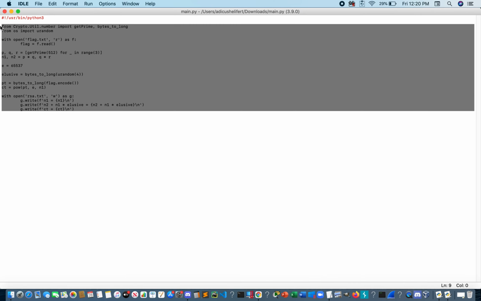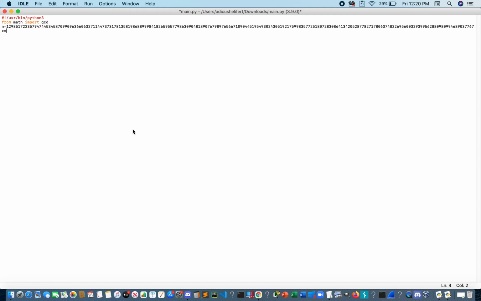So let's start writing our script here. For GCD, the value of q will be... n equals this, and let's just say this is x, and then q will be equal to GCD of n and x. And then p will be equal to... let's test if this works or not. Print q. So it prints q, and then let's divide n by q.